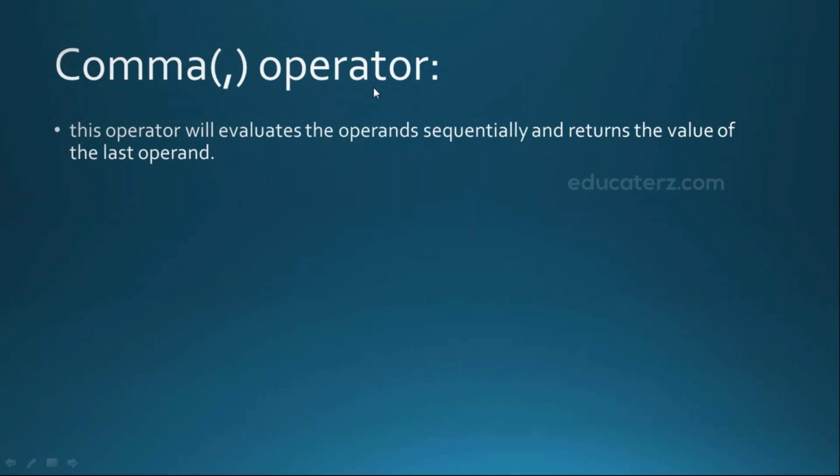So the comma operator evaluates the operands sequentially and returns the value of the last operand. This means, let's say, when you want to evaluate a bunch of code within the for loop preconditions, it will return the last value, or you can also use it within a variable declaration. So the comma operator can be used in many places, like passing the arguments to a function or any place.